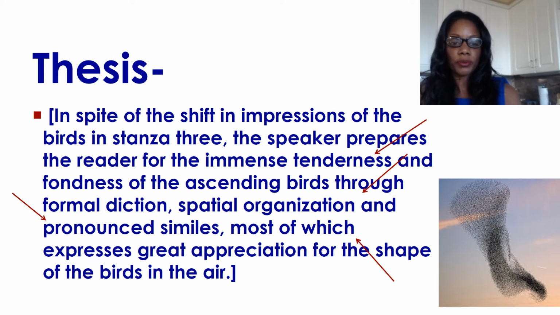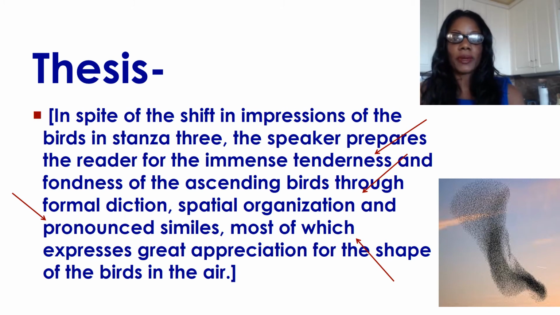The speaker prepares the reader for the immense tenderness and fondness of the ascending birds through formal diction. So remember, I didn't just say diction, I described the type of diction that was used, and I can be very specific when I go to explicate the poem. But in this case, I found the diction to be rather formal. And diction just means word choice. What words does the poet use to convey his message?